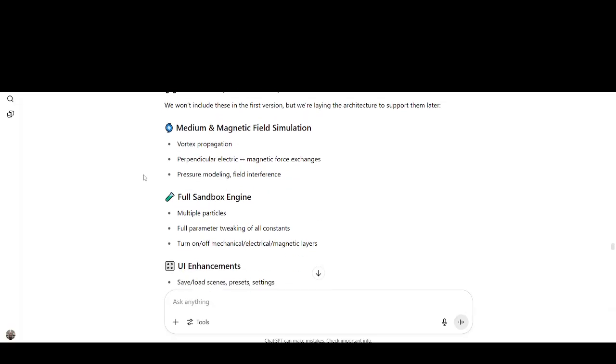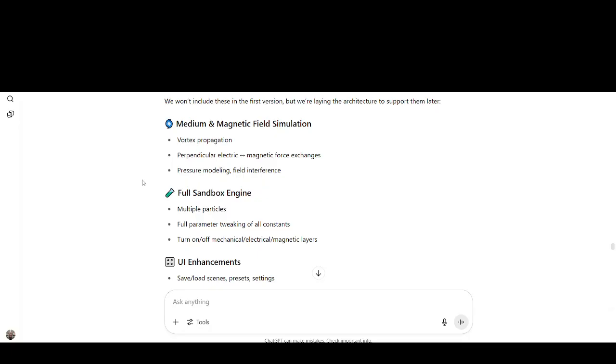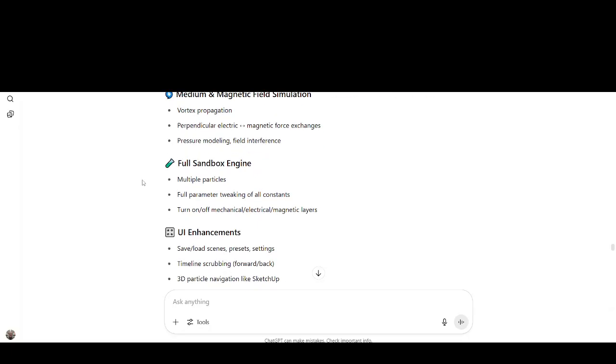Okay, we won't include these in the first version, but we're laying the architecture to support them later. Medium and magnetic field simulation, vortex propagation, perpendicular electric and magnetic force exchanges, pressure modeling via interference.